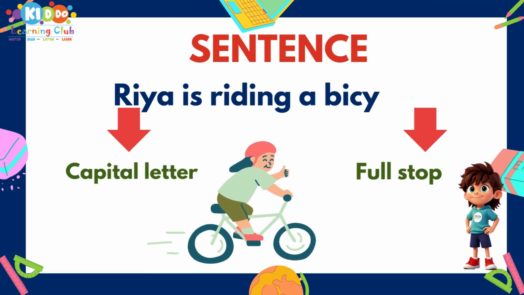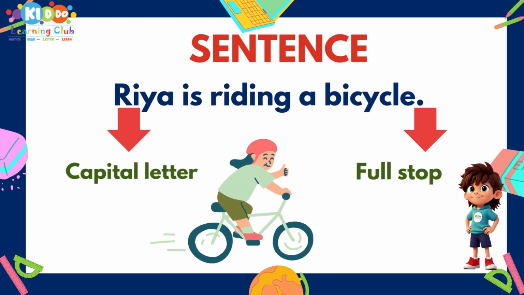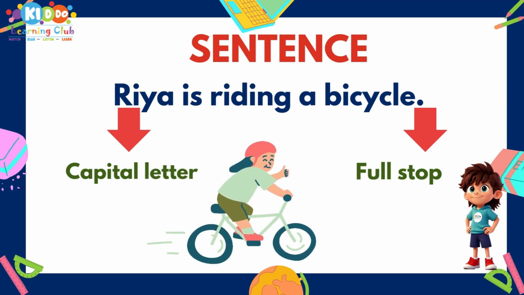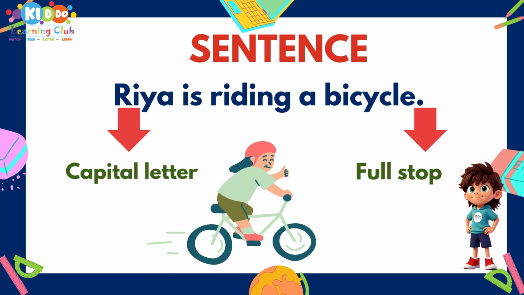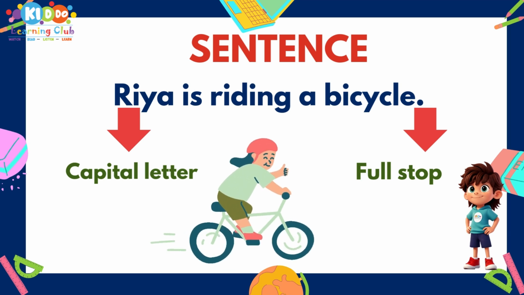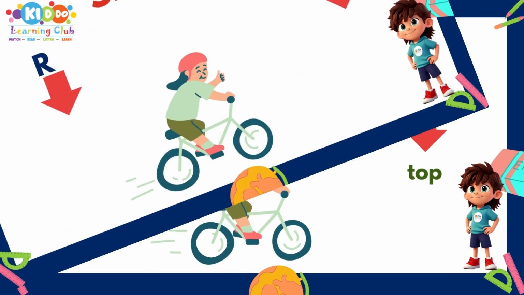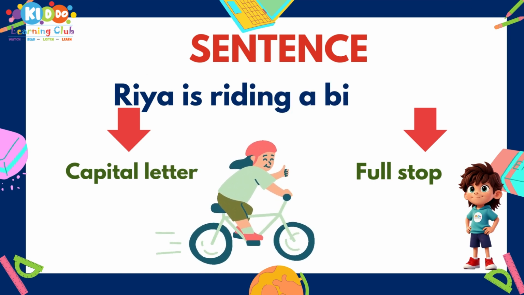Now see one example here. In this sentence, it says that Riya is riding a bicycle. Riya, this girl, is riding a bicycle. This expresses a complete thought, hence it is a complete sentence. It begins with a capital letter and it ends with a punctuation mark, that is a full stop.